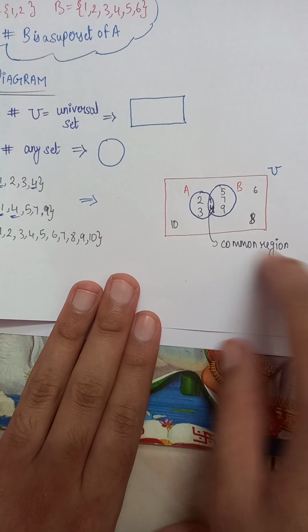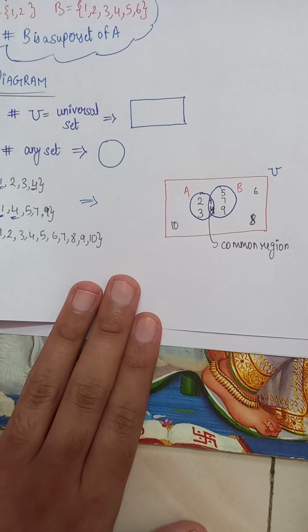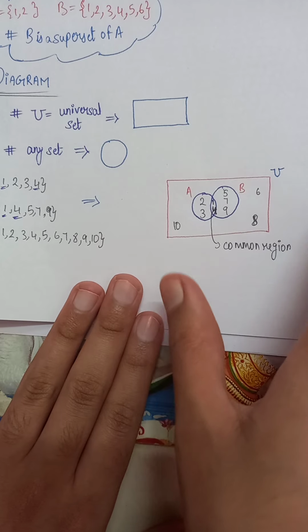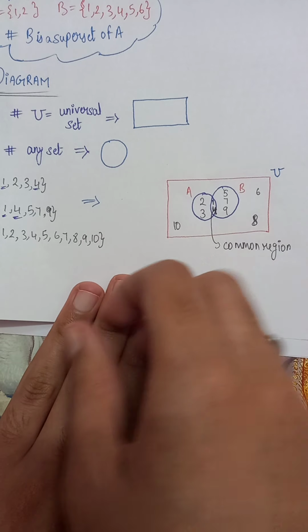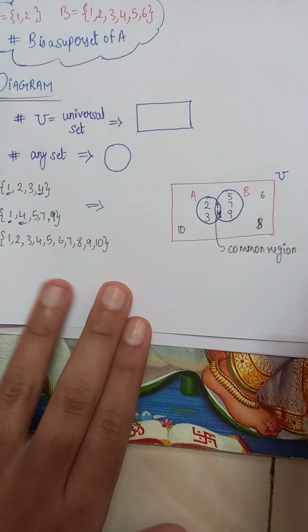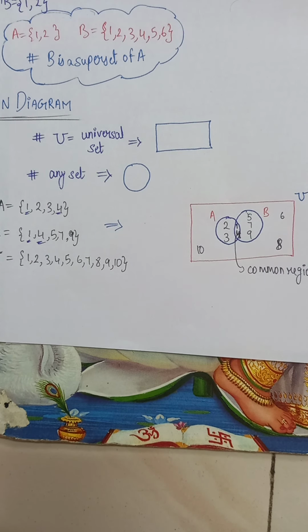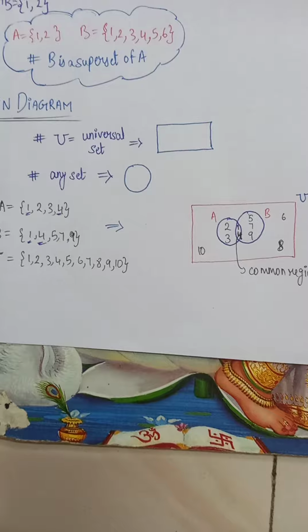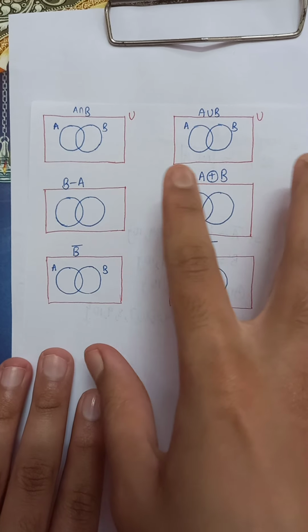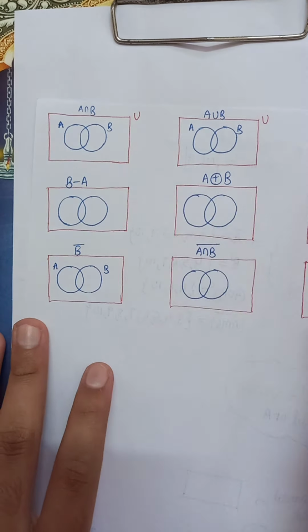Moving on to the next topic. In the next topic, I'll teach you how to draw the Venn diagrams for A intersection B, A union B, A minus B, and B minus A. I'll teach it to you one by one, how to represent each.